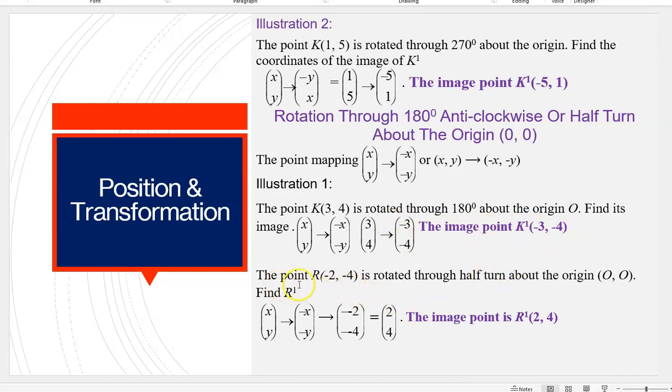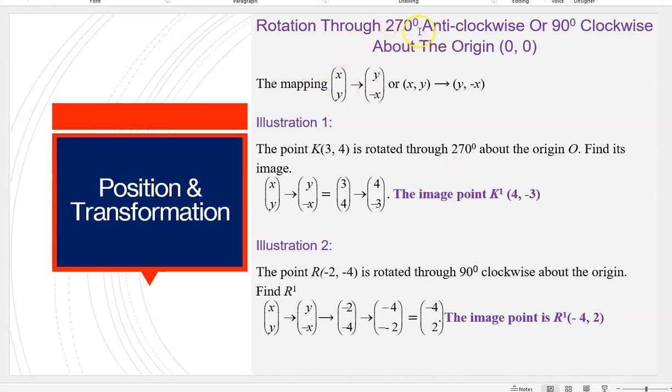Again, the point R(-2, -4) is rotated through half turn about the origin (0, 0). Find R1. When we substitute the values into it, we get (-(-2), -(-4)). And therefore negative, negative gives us positive 2, and negative, negative 4 gives us positive 4. The image point is R1(2, 4).